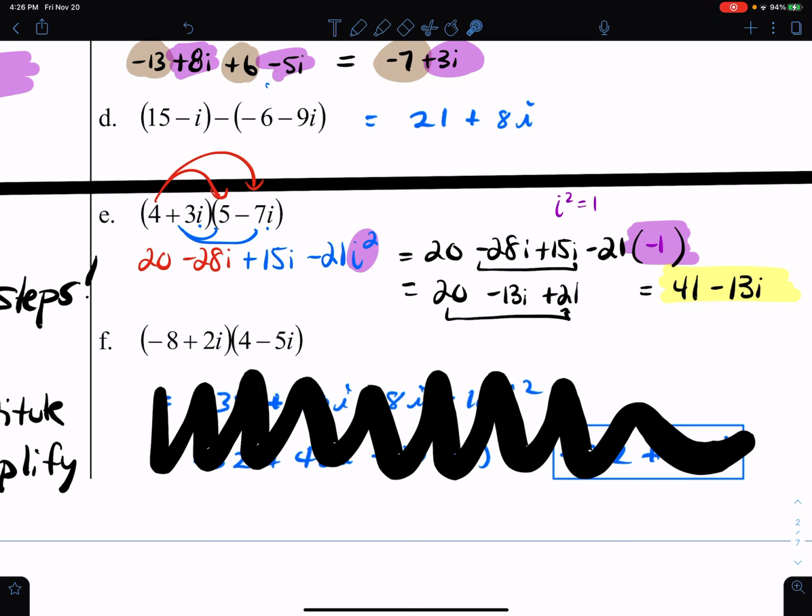Letter F is more of the same. If you want to practice that, please pause the video, and then you can check your answer with me.